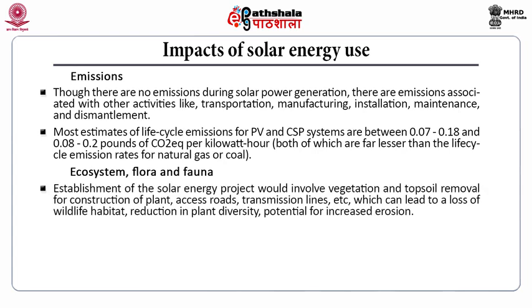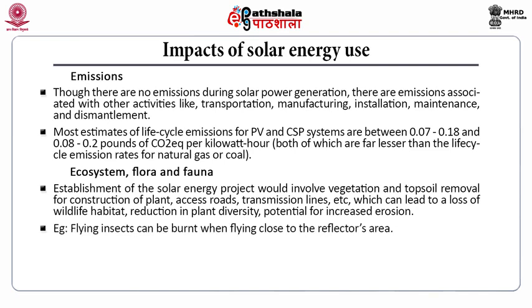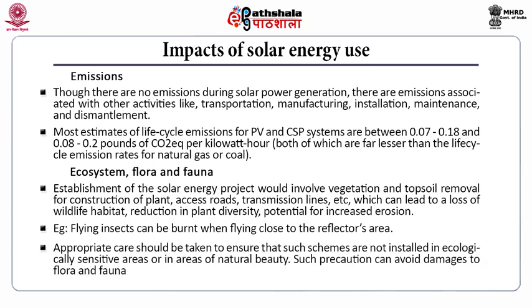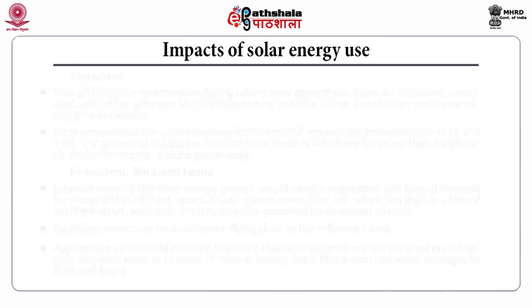The establishment of a solar energy project would involve vegetation and topsoil removal for construction of the plant, access roads, transmission lines, etc. that can lead to loss of wildlife habitat, reduction in plant diversity and potential for increased erosion. For example, flying insects can be burned when flying close to the reflectors area. So, appropriate care should be taken to ensure that such schemes are not installed in an ecologically sensitive area or in areas of natural beauty. And if we take that precaution, it can avoid damages to flora and fauna.